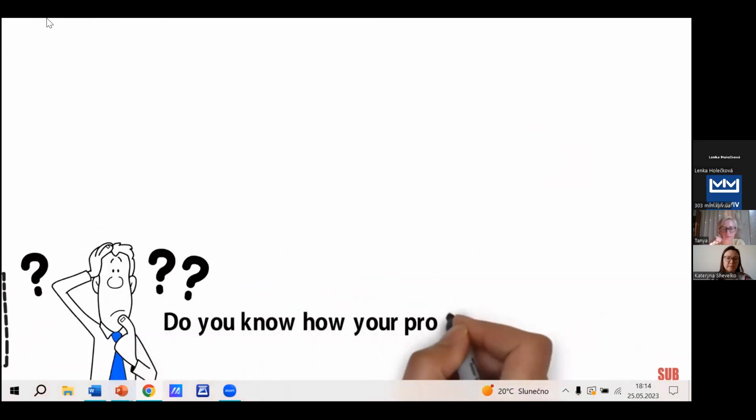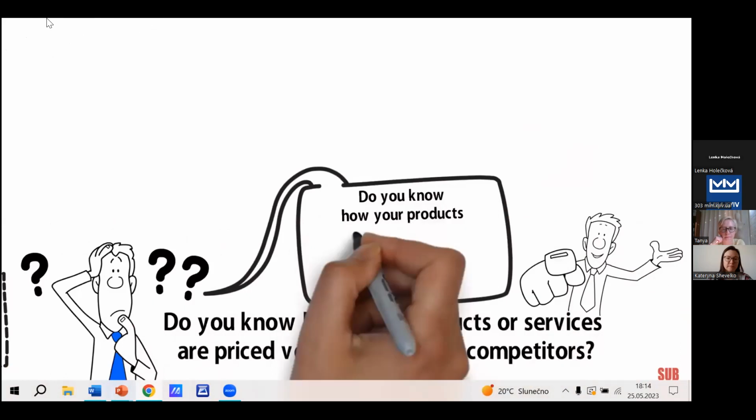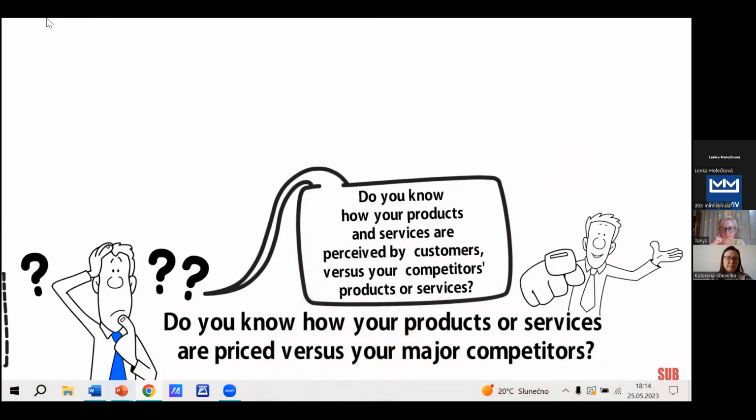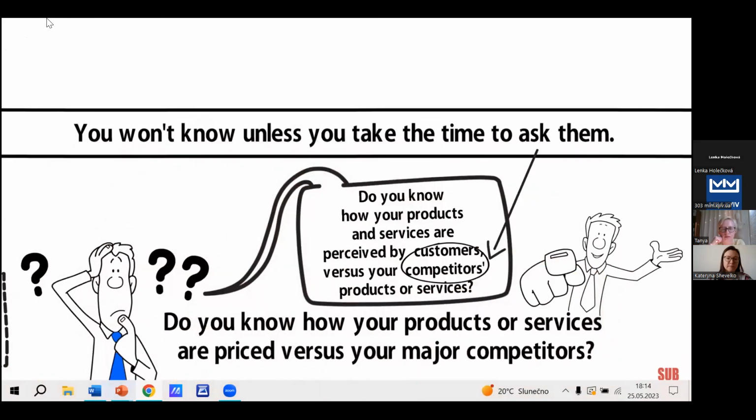Do you know how your products or services are priced versus your major competitors? You should. Do you know how your products and services are perceived by customers versus your competitors' products or services? You won't know unless you take the time to ask them.